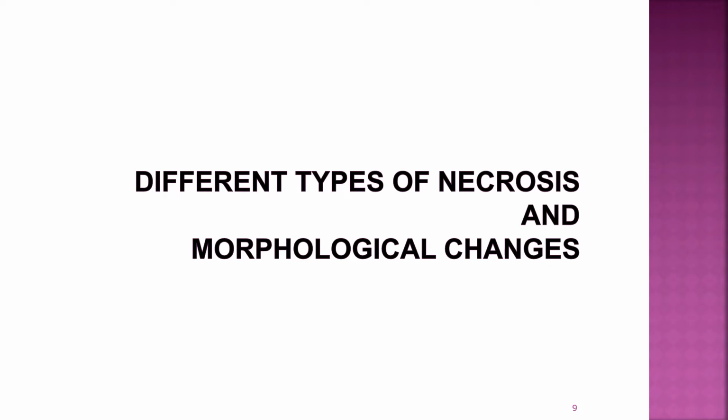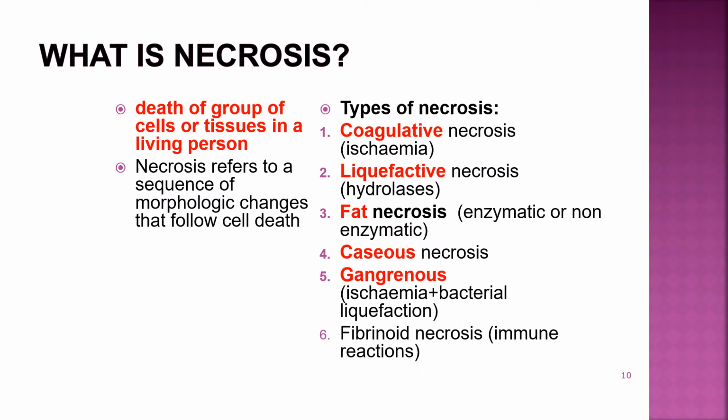Now we look at the different types of necrosis and its morphological changes. Necrosis is death of group of cells or tissues in a living person. Necrosis refers to a sequence of morphologic changes that follow cell death. There are 6 types of necrosis that we will see. Coagulative necrosis, which is associated with ischemia. Liquefactive necrosis, which is associated with presence of hydrolase enzyme. Fat necrosis, which can be enzymatic or non-enzymatic. Caseous necrosis, which is associated with tuberculosis. Gangrenous necrosis, which is associated with ischemia on top of bacterial liquefaction, and fibrinoid necrosis, which is seen in immune reactions.